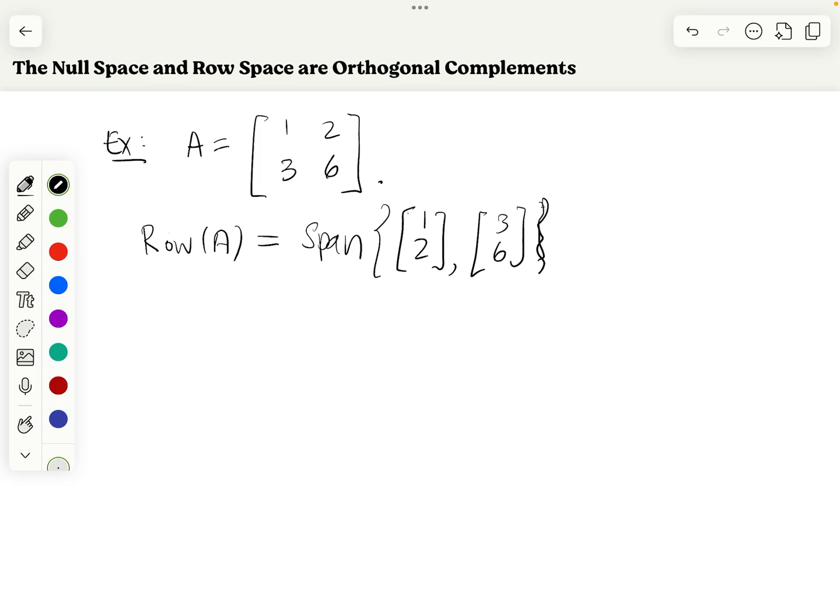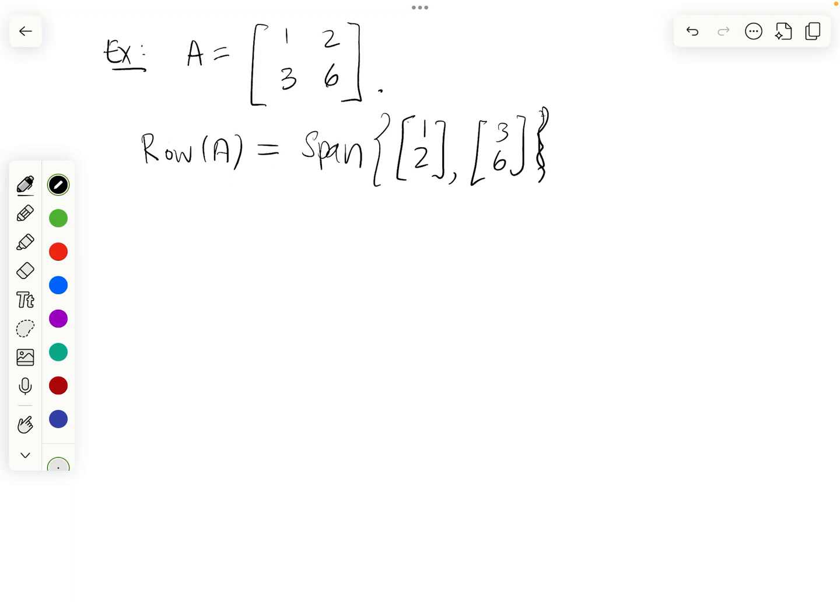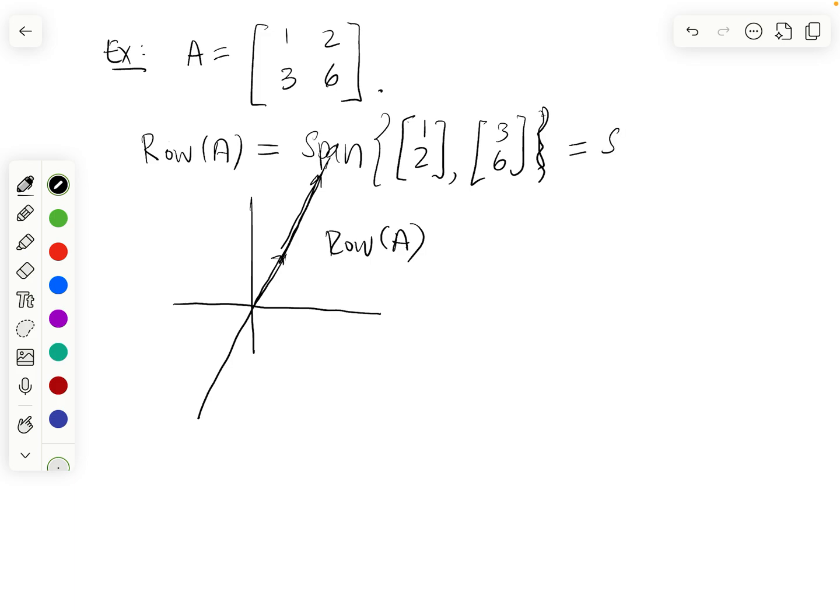Well, notice that 3, 6 is just 3 times the vector 1, 2. So here's the vector 1, 2, and here's the vector 3, 6, and then the row space of A is all the vectors on this line along that vector. So that's the row space of A. It's one-dimensional. It's this line that's spanned by 1, 2.